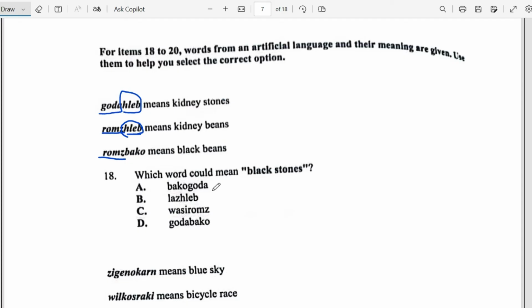Now there's two options with this word, A and B, GODA. But if we look at the translated word, bean is at the end. However, in the artificial language, this word that stands for bean is at the beginning of the word. So therefore that means there's a switch around. And then the correct answer now would be, if GODA is stone, that means it should be at the front, so it's switched around also. So the correct answer is D.